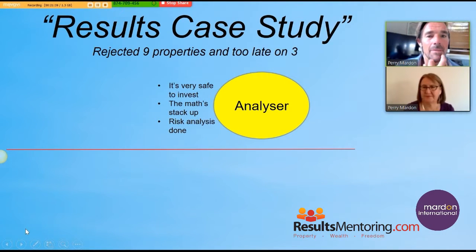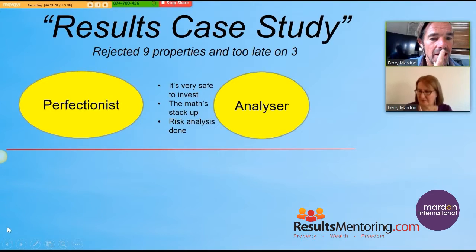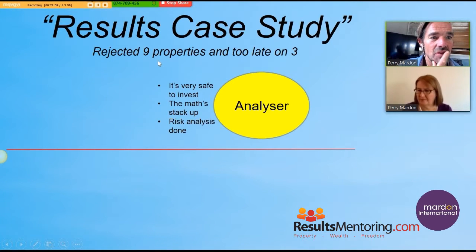Just going to finish off with a couple of case studies, and I think this is probably going to ground out a little bit of what we've talked about. So we're going to make real some of the things that we've just been through. So this particular person came to us, they rejected 9 properties and were too late on 3.